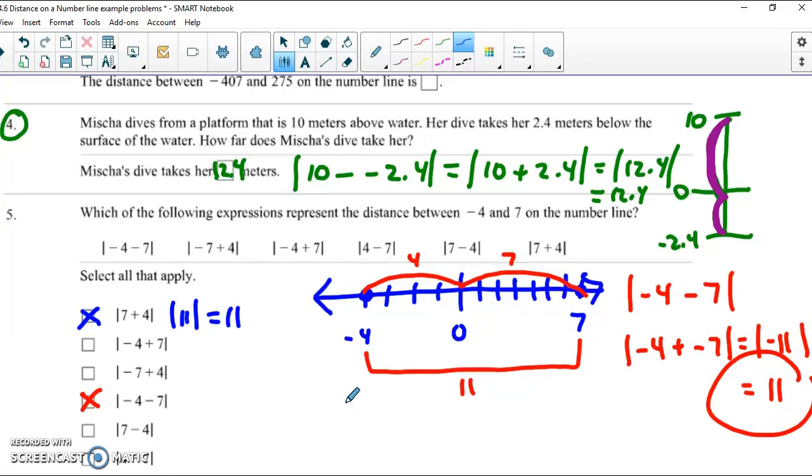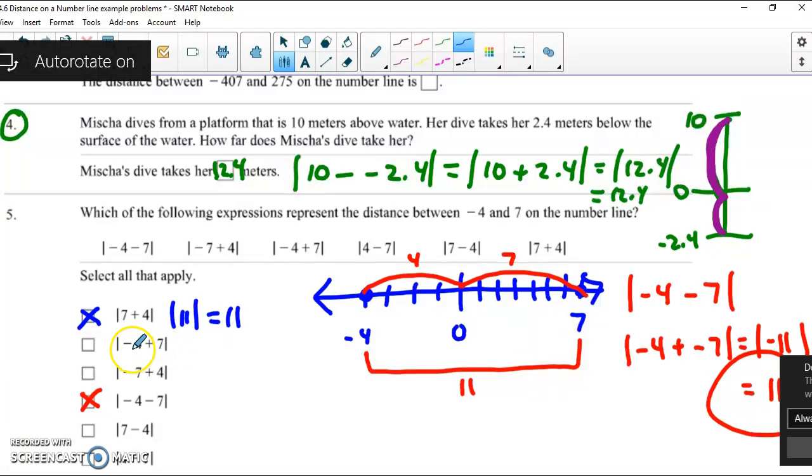All right, so let's go ahead and finish this one up and practice a few more, because this kind of question, number 5, is one that will be on your test, so you want to make sure that you really understand it well. So far we have found two expressions that represent this distance of 11. So let's test out this next one.